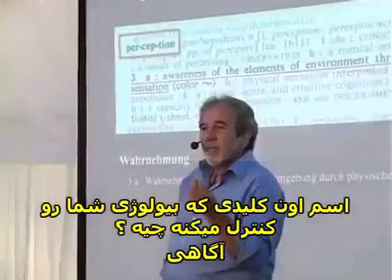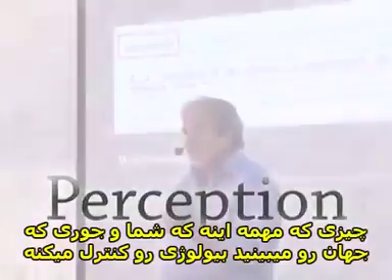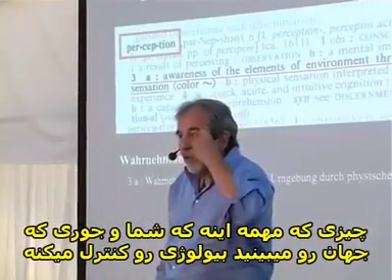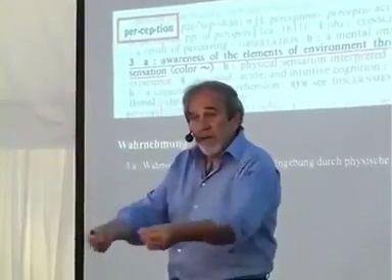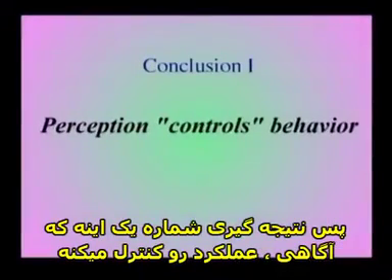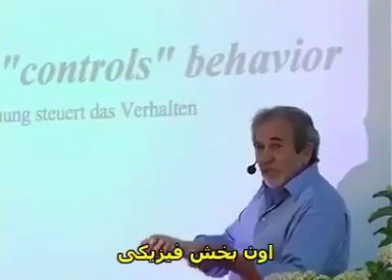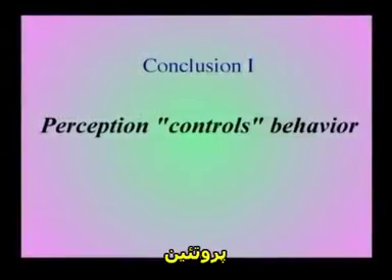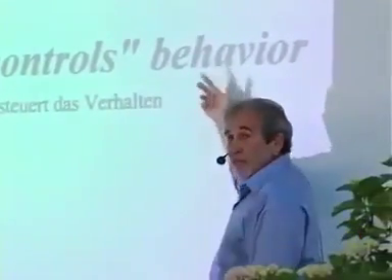What is the name of the switch that controls your biology? Perception. And why that's important is that it's you and how you see the world that controls the biology. So conclusion number one, perception controls behavior. And what causes behavior? Yeah, the signal. The physical part, the protein. So the signal, the switch, controls the protein, which is the behavior.